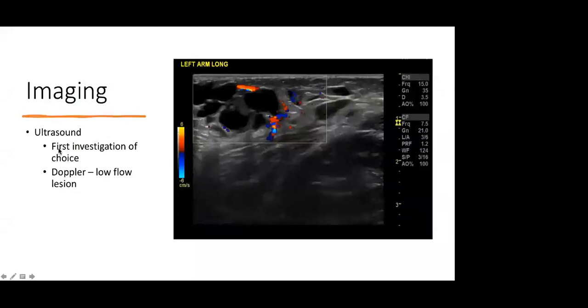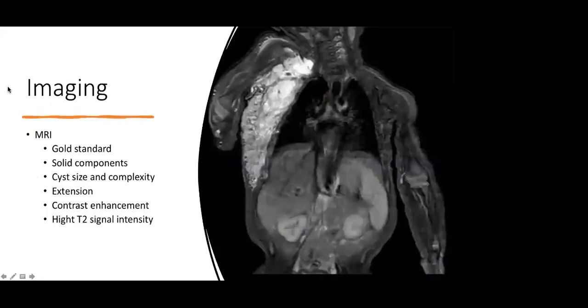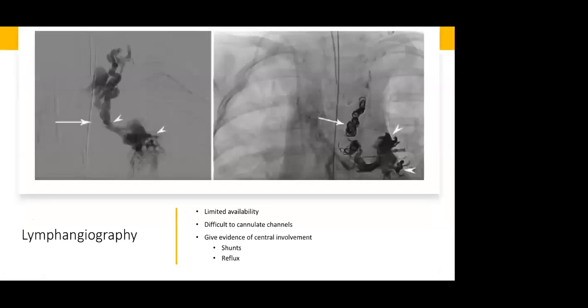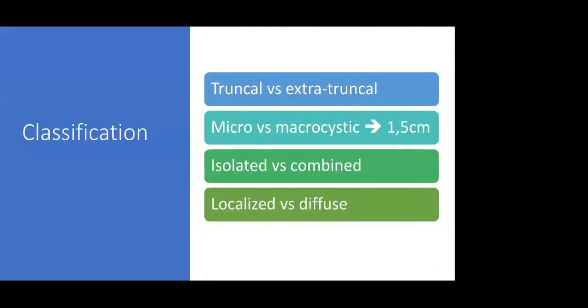So imaging, in a few centers, ultrasound would be the mainstay of initial diagnosis for these, and Doppler will show low flow lesions, but along with a clinical picture it points to the diagnosis. Many centers also use MRI, and it's considered the gold standard. MRI is quite useful because it can differentiate solid components from cystic components. It can tell you about how deep it penetrates. Usually it's a contrast scan with fat suppression, and they have a high T2 signal intensity on these scans. There's no diagnostic role for CT scans, only if you suspect bony involvement. And then previously, lymphangiograms have been used with limited availability, and they don't change the management at all.